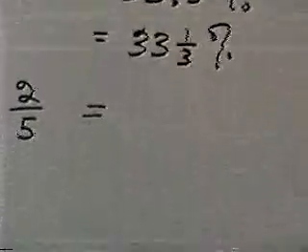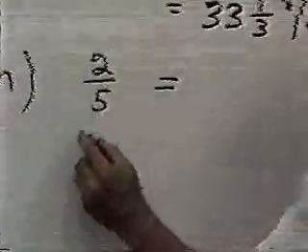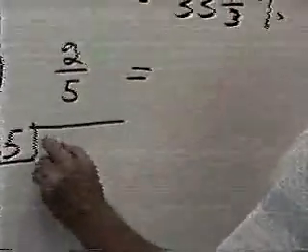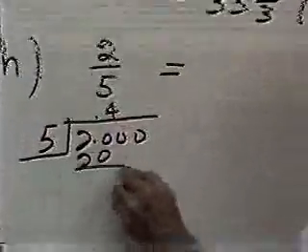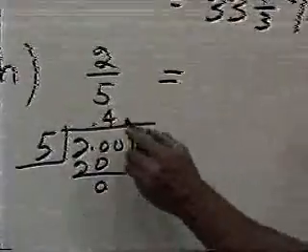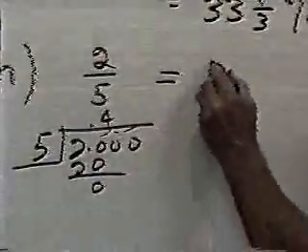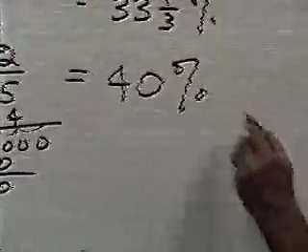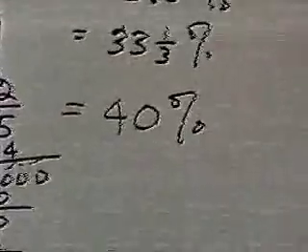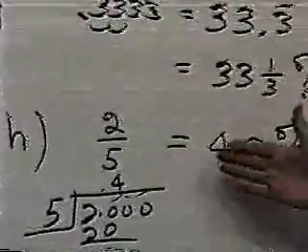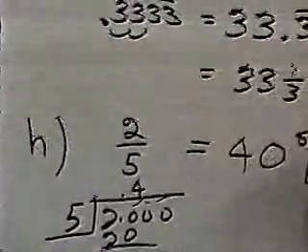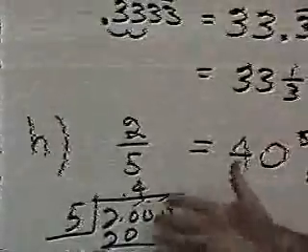Okay, 2/5. How do we change that to percent? Well, first we got to divide. So we divide 5 into 2, 0.4. So it's 0.4, so we move the decimal place 2 places and get 40%. Okay, now let's next look at changing fractions to percent. In other words, this is what I've just done in this H part here. What I want to do now is to show you and talk more about what I was trying to show you here. All right?